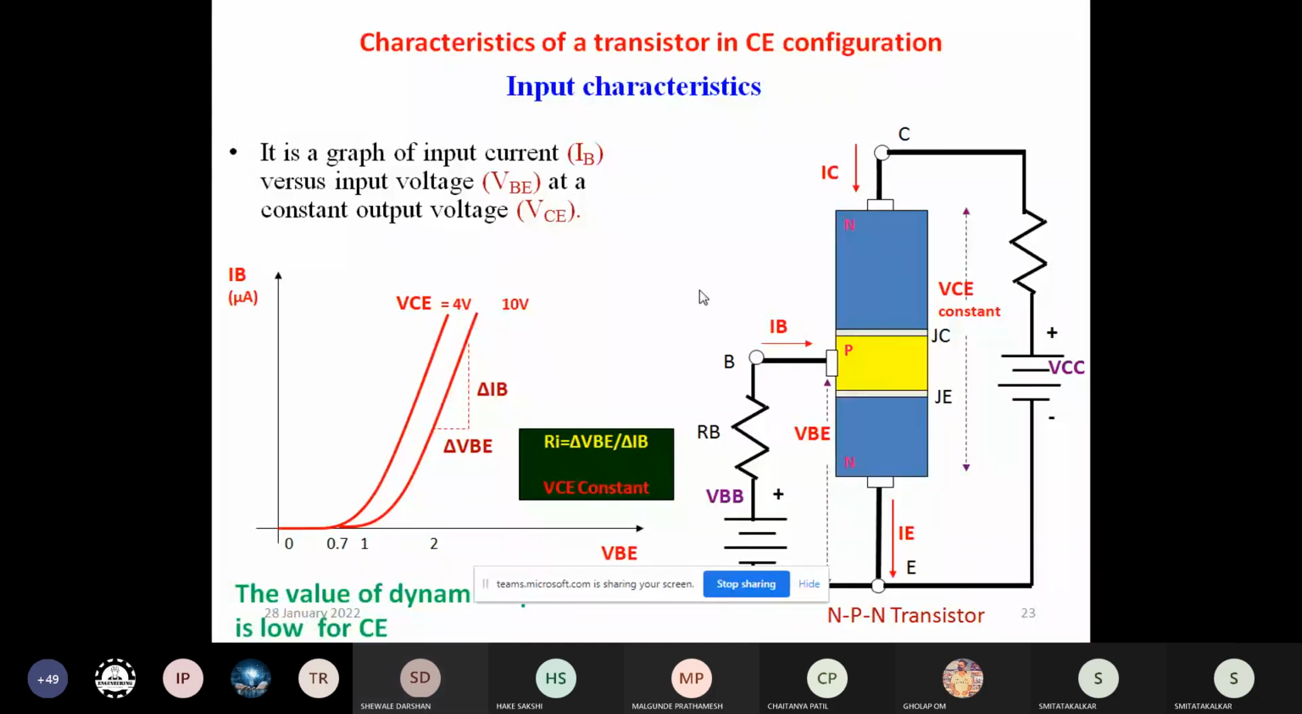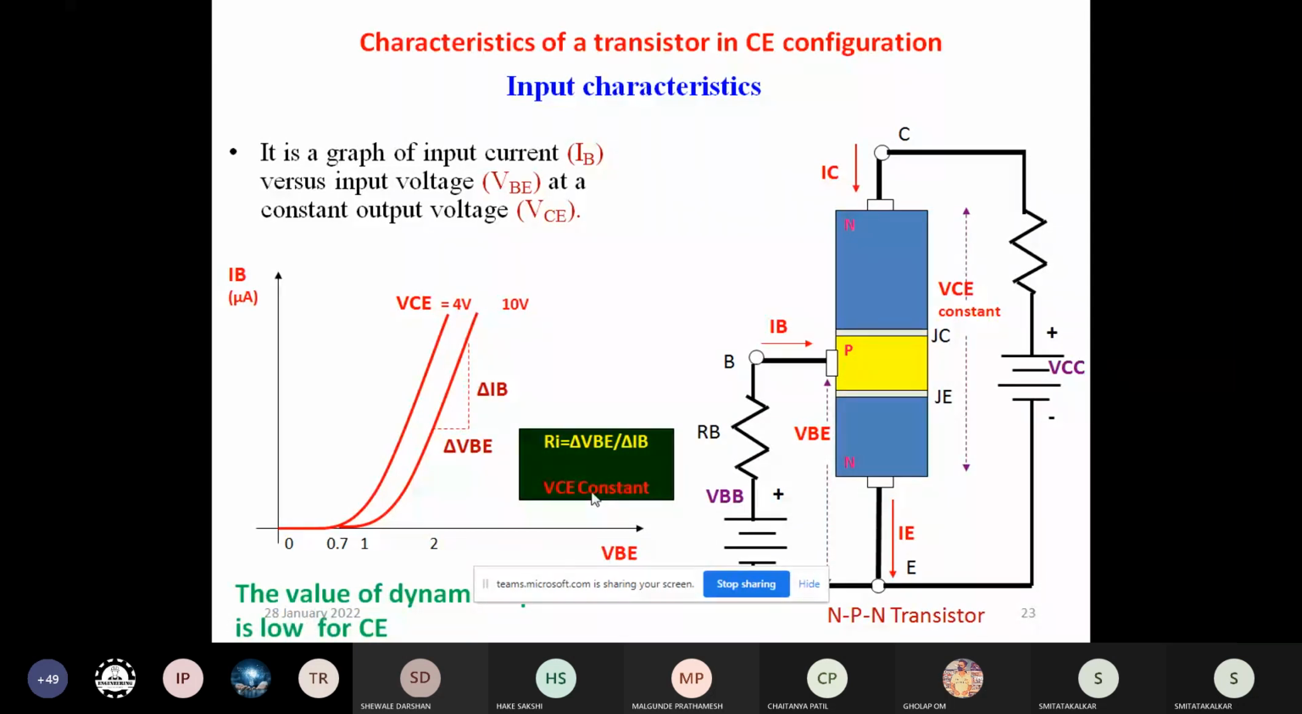Okay, then we will start the next part. VCE is constant. In the first part, the input resistance Ri is delta VBE by delta IB. It is the slope, the rate of change of the emitter base voltage divided by the input base current, and the input base current is very low, at constant VCE.